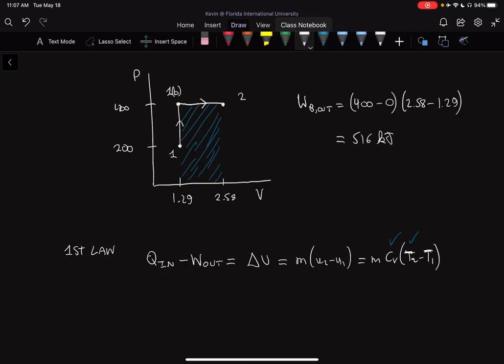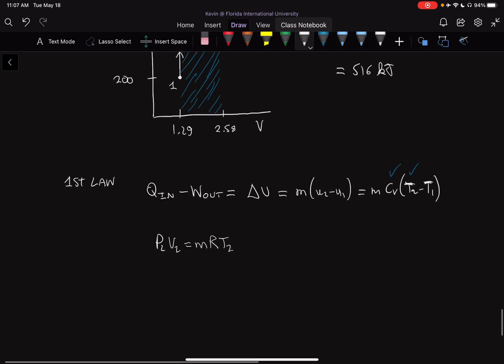So temperature 2 we can find from ideal gas. In the same way as the other problems, we can say that P2V2 is equal to MRT2, and then we can say that T2 is equal to P2V2 over MR, which is equal to 1,200 Kelvin. So we have 300 Kelvin and 1,200 Kelvin. So we can find CV at T average, and the T average is equal to 750 Kelvin. It's the average between 1200 and 300.